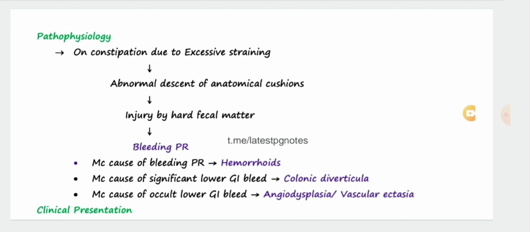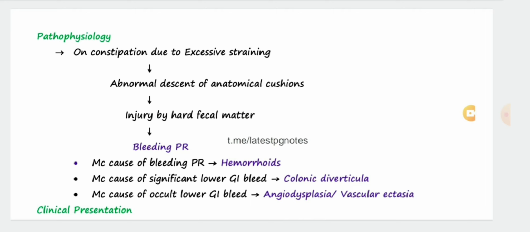Now there are a few one-liners about bleeding per rectum. The most common cause of bleeding per rectum is hemorrhoids. The most common cause of significant lower GI bleed is colonic diverticula. So see, there is a difference between bleeding per rectum and significant bleeding per rectum. In hemorrhoids there is a small amount of bleeding, while there is a significant amount of bleeding in case of colonic diverticula.